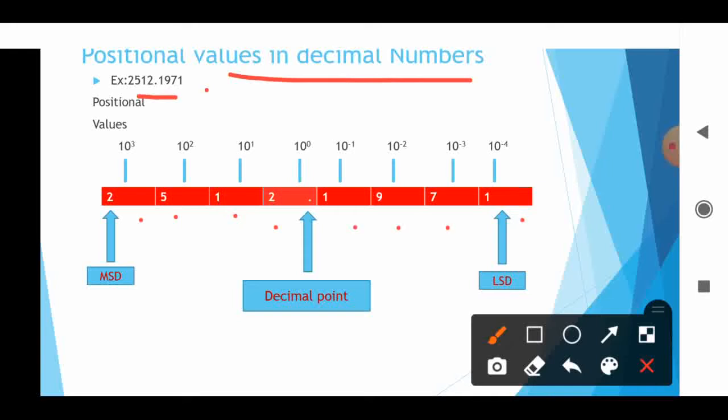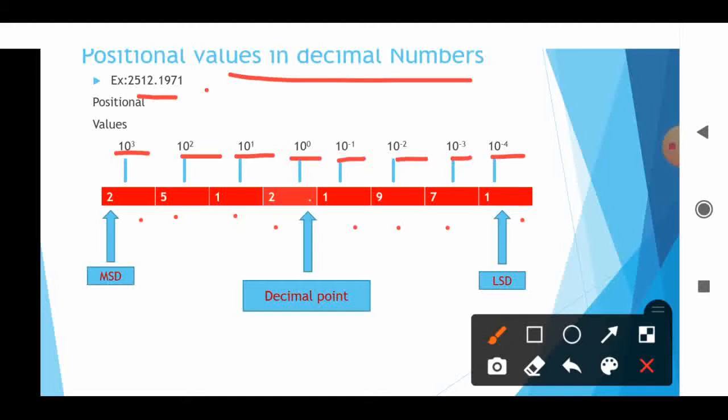Then 1971 from the decimal point. This is the decimal point. On the right side of the decimal point, the values start with base 10 to a negative power, 10 to the power minus 1. On the left side, the values start with base 10 to a positive power, 10 to the power 0. The next digit is 10 power 1, the next is 10 power 2, the next is 10 power 3. After the decimal point, the values are 10 power minus 1, 10 power minus 2, 10 power minus 3, 10 power minus 4.